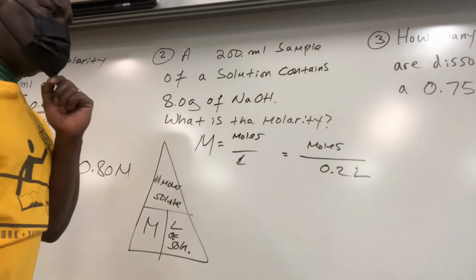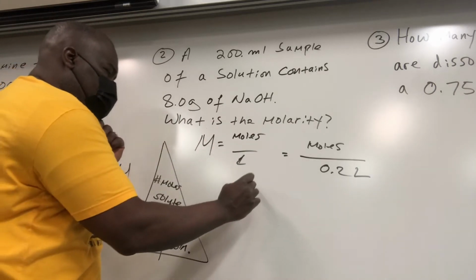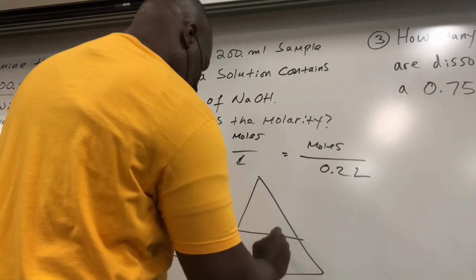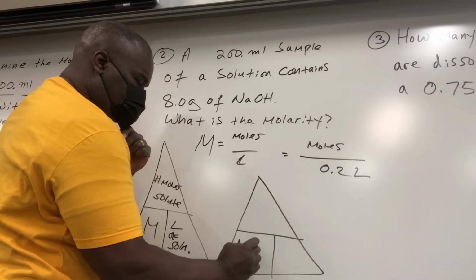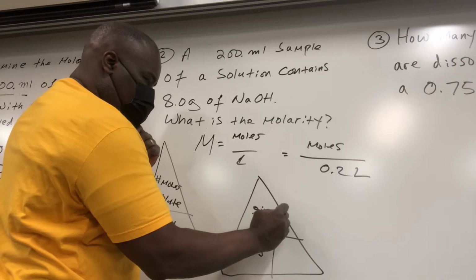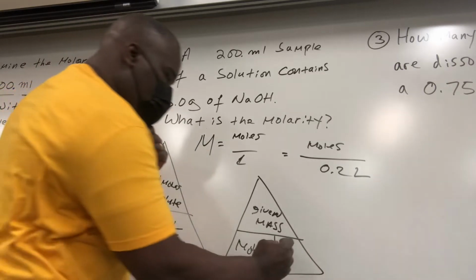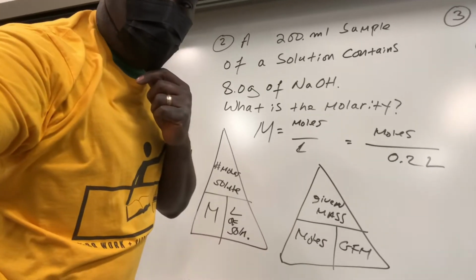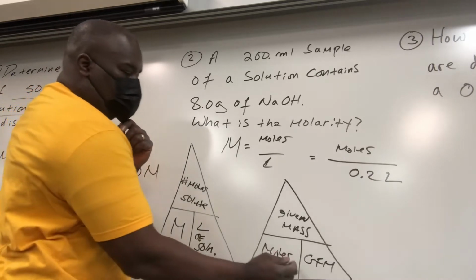So our liter solution is good, but now we have 8 grams of NaOH. Now remember this mole calculation formula? To find the moles, it's the given mass over the GFM. That's also on Table T, people. So what are we trying to find? We're trying to find the moles.